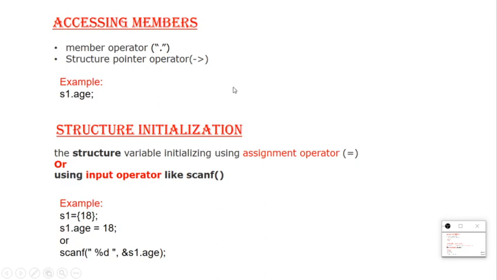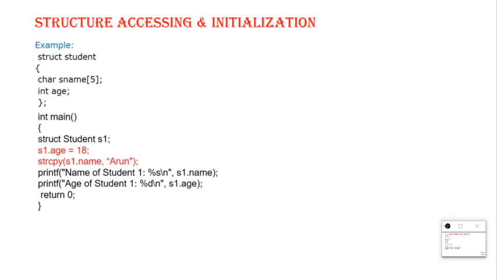So let us see a small program on structure accessing and initialization. Here you can see I have used s1 dot age is equal to 18, the equal to symbol I have used, and also used string copy. Whenever you are using string copy, you can also use string functions to initialize the string.